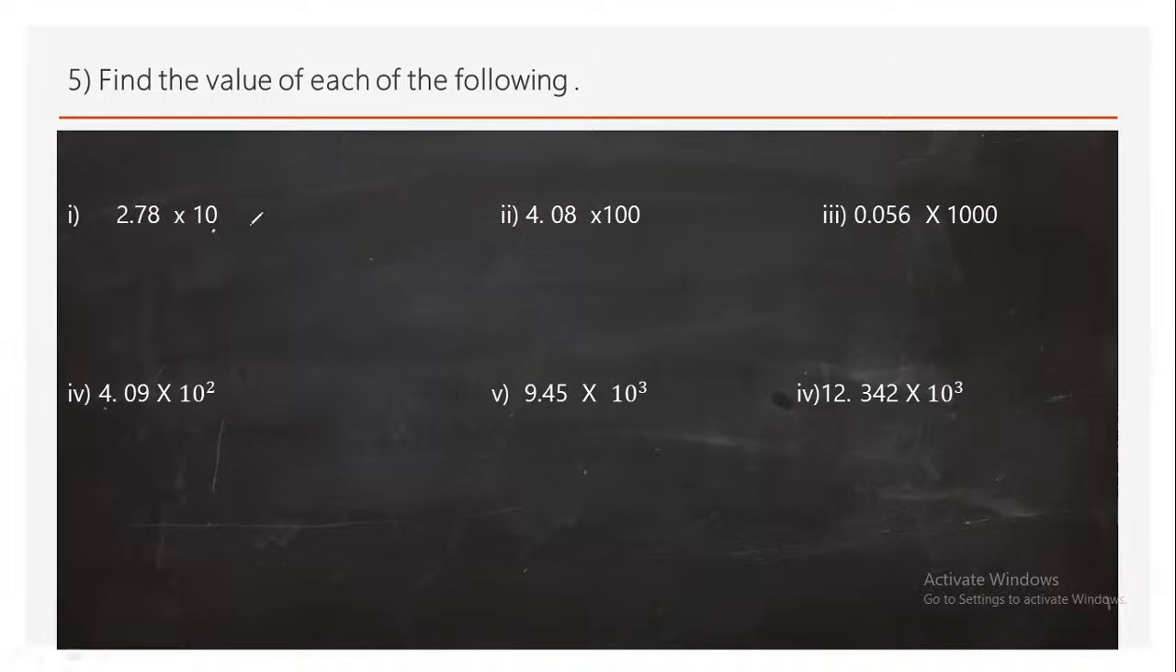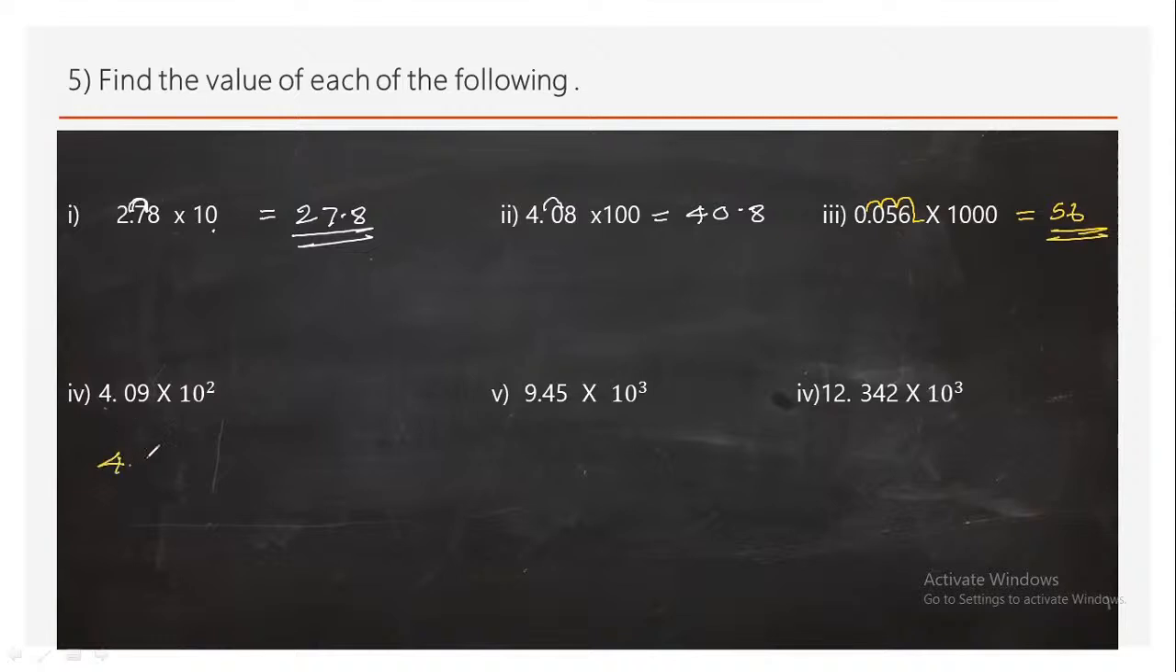Now 1 0, then the answer contains this. This is moving one place toward the right hand side, 27.8. Here also one decimal place toward this side. Then the answer is 40.8. So here also, when multiplying by 1000, it is moving 3 decimal places toward this side, 56.